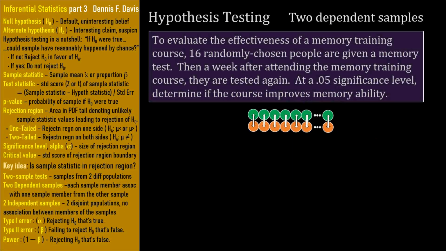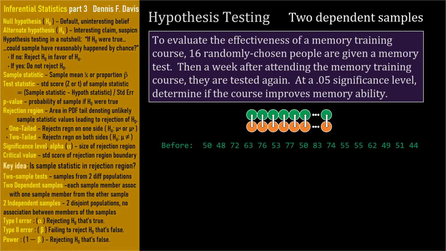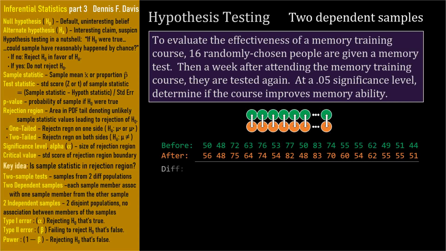Let's see how to perform tests on dependent samples by testing the memory training claim. We'll test at the 0.05 level of significance. Here's the memory aid for dependent samples, pairs of linked or matched observations. Here are the 16 scores from the pretest before the memory training. And here are the 16 corresponding scores a week after the training. And here are the differences.